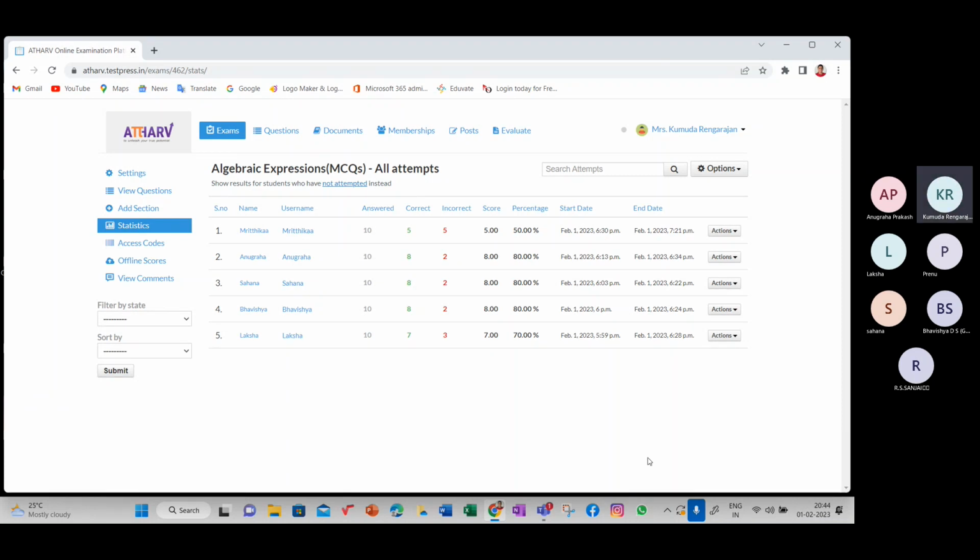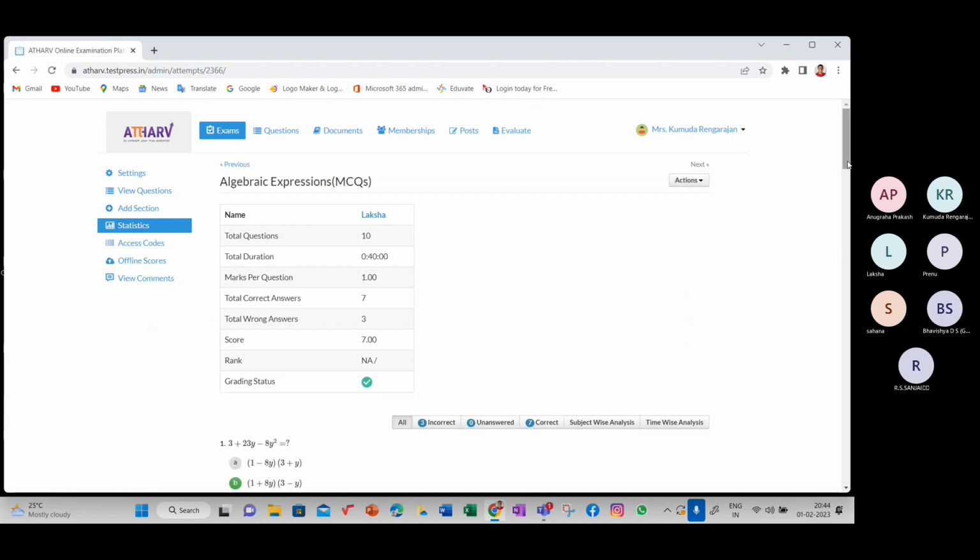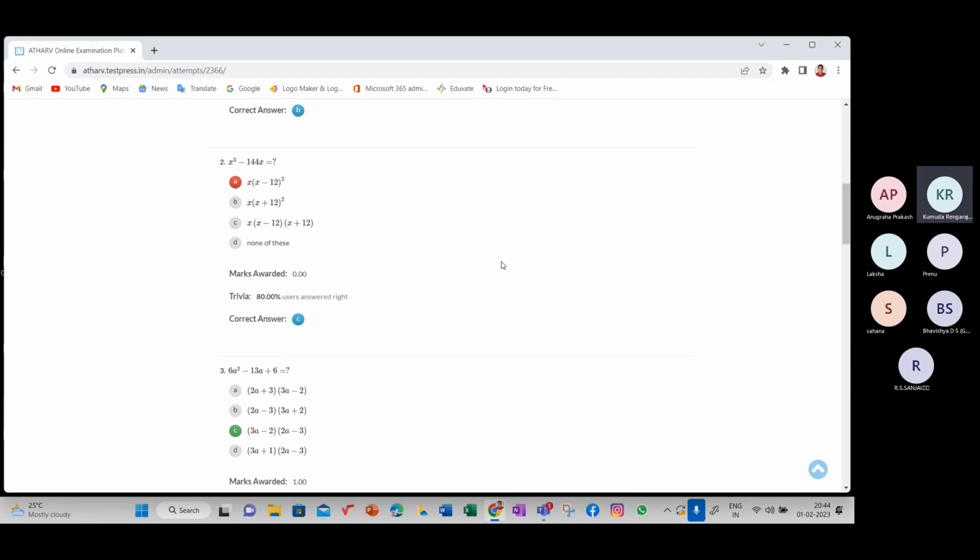Okay, so Laksha 7, Bhavishya 8, Sahana 8, Anugraha 8, Mrithika 5. So let's see where Laksha has gone wrong. Laksha, what happened? Why is the second one incorrect? You'll take x common, right? Yes, ma'am. Then after taking x common, in the bracket you will get x square minus 144. Yes, ma'am, I just did it in square. So it'll be x the whole square minus 12 the whole square. So a square minus b square is a plus b into a minus b.